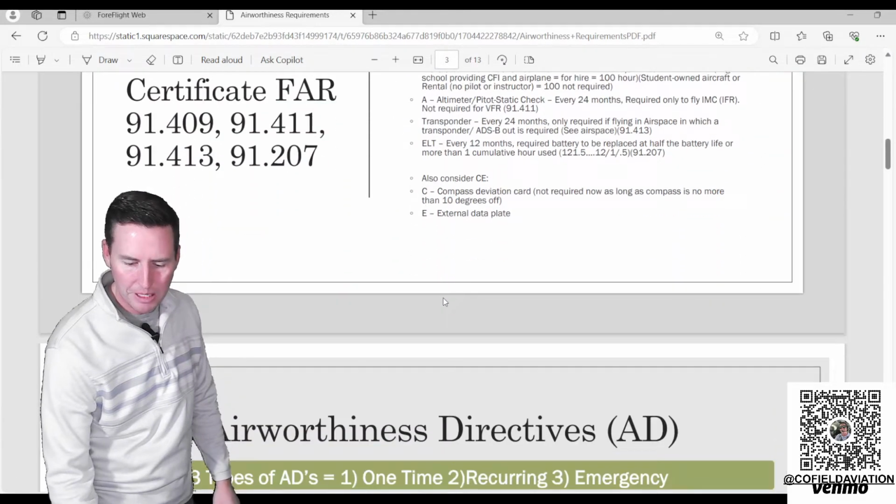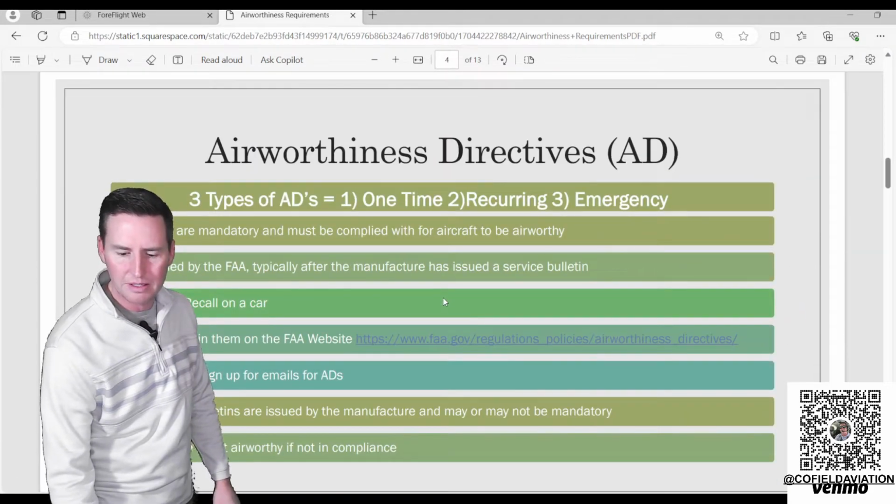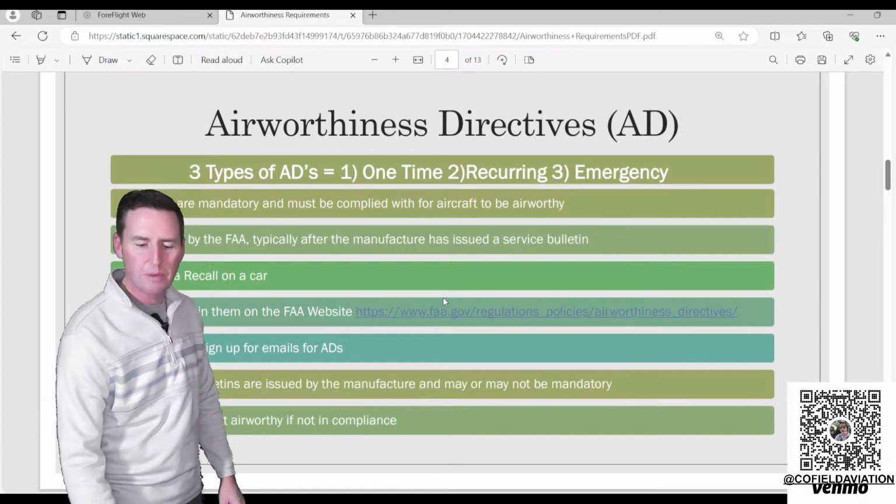Next thing we're going to talk about are good old airworthiness directives. So what are airworthiness directives?